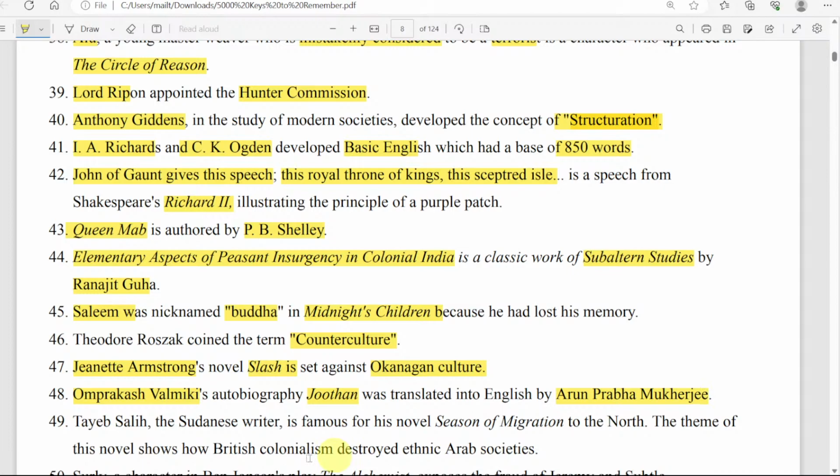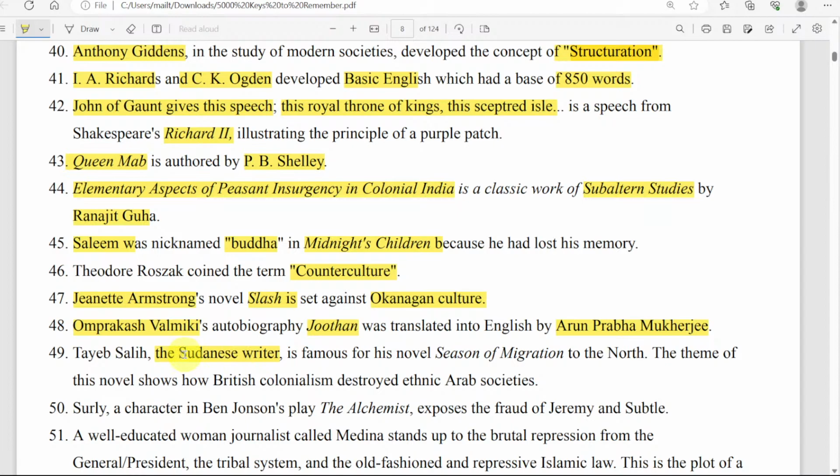And Tayeb Salih is what? Remember the country, because a couple of times they have asked about his birthplace, the birth country. It is Sudan. So he is a Sudanese writer and famous for the work Season of Migration to the North. Remember that. And the theme of this novel shows what? How British colonialism destroyed ethnic Arab society.